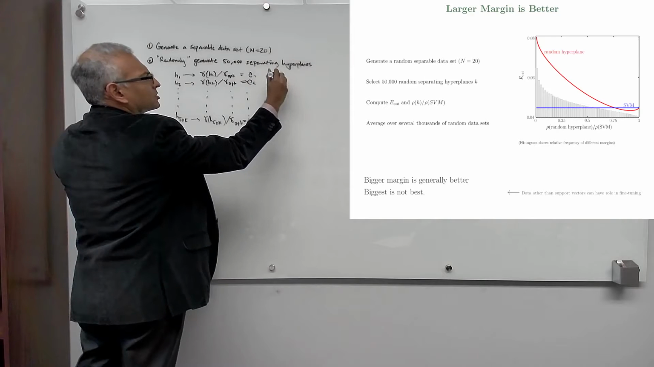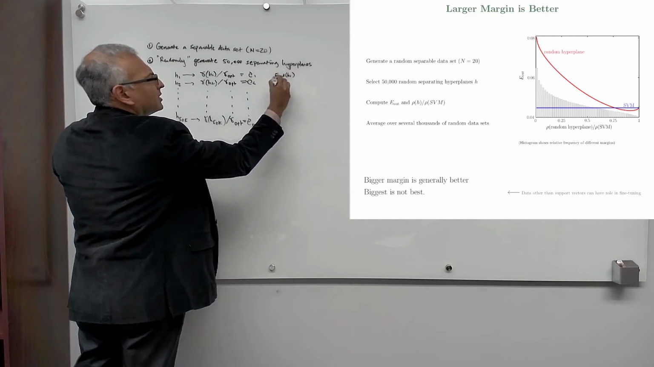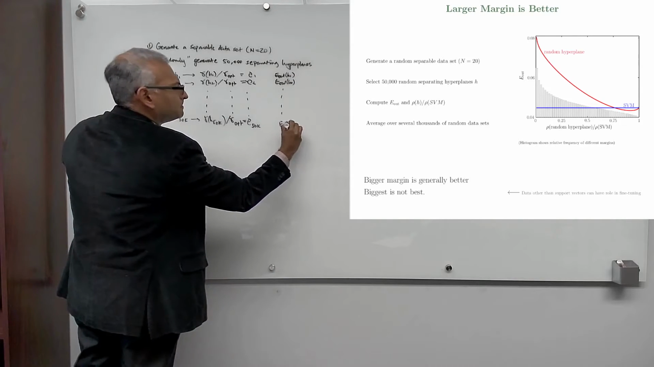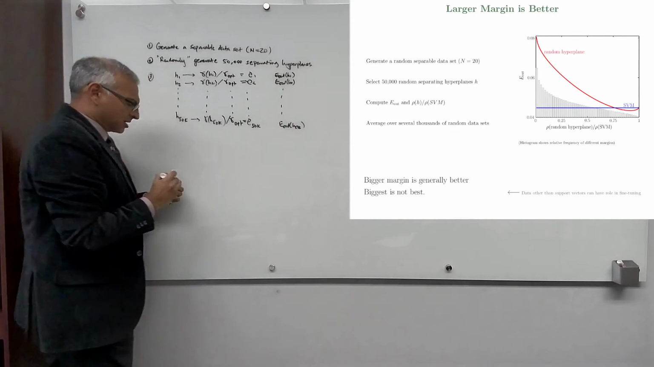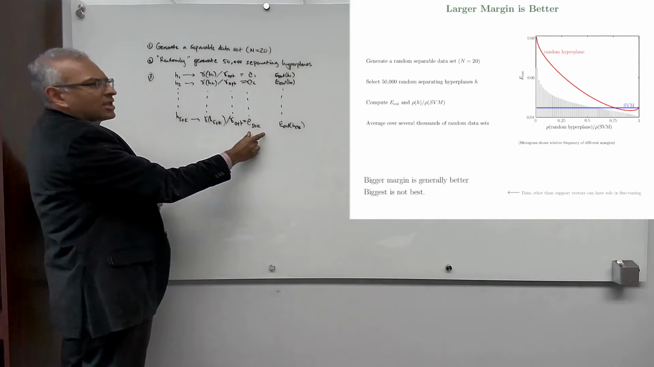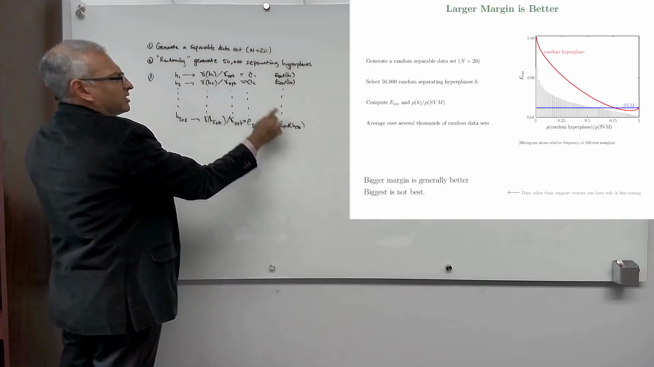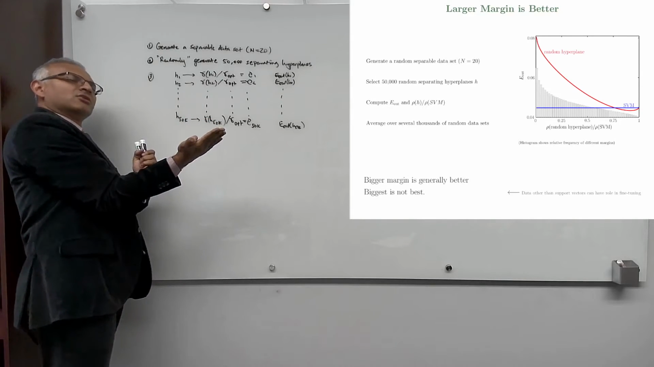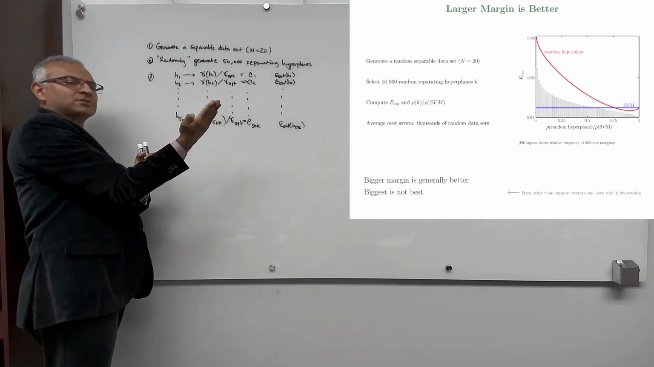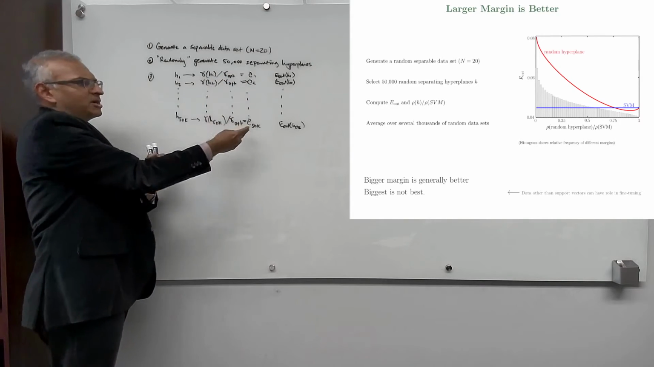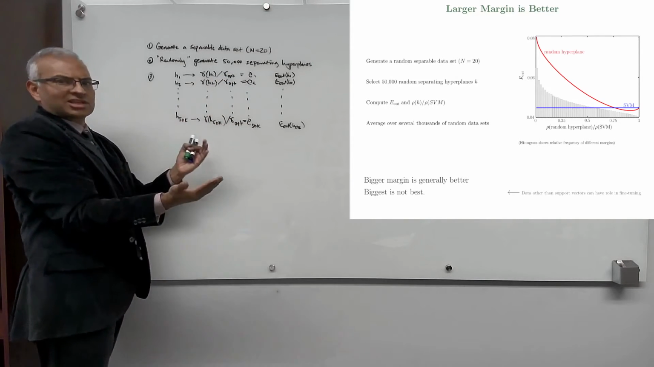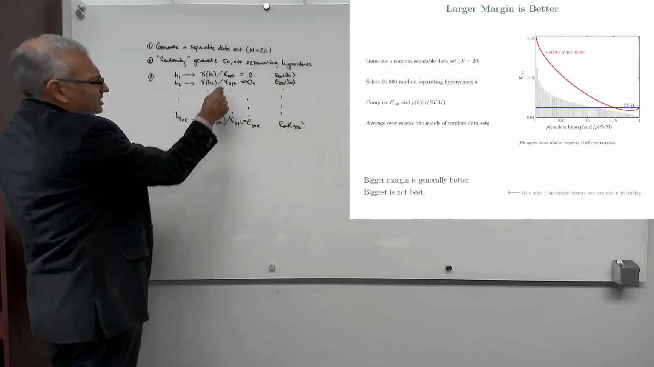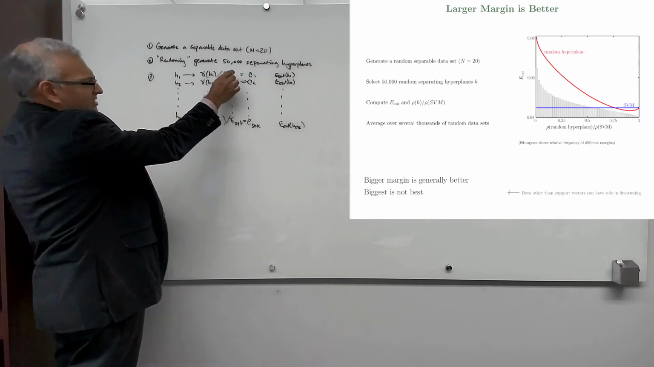I can compute E out of H1, E out of H2, up to E out of H50K. So now I have the fraction of the margin captured and the out of sample error. When the fraction of the margin captured is 0, that means the random hyperplane is sitting very close to one of the data points, so its width is close to 0. When the fraction is close to 1, it means it's nearly optimal, nearly the fattest possible separating hyperplane. Why am I normalizing by the maximum available margin?